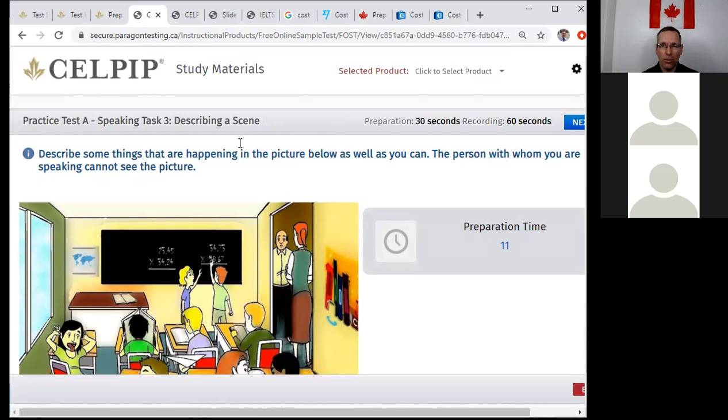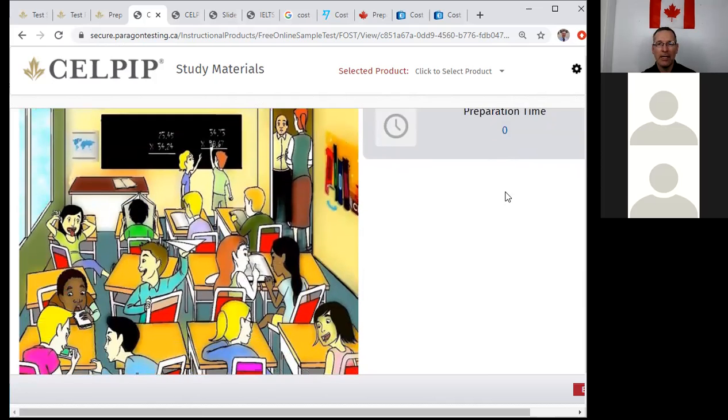I'll just highlight at the top there, it shows you have 30 seconds to prepare, and then you have 60 seconds to respond. So in the practice test, they have a timer that counts down for your preparation time and then your speaking time.